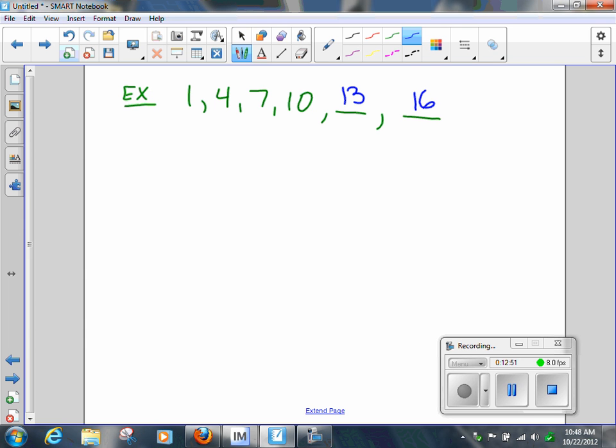Now, if you had to explain this to an 8-year-old, to a 6-year-old, how would you tell them? What would you tell them? Just add 3 each time. 1 plus 3 gives you 4, doesn't it? 4 plus 3 gives you 7. 7 plus 3 gives you 10. That plus 3 is called the common difference.